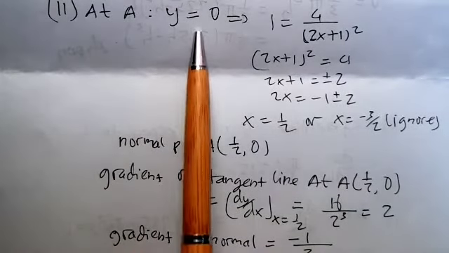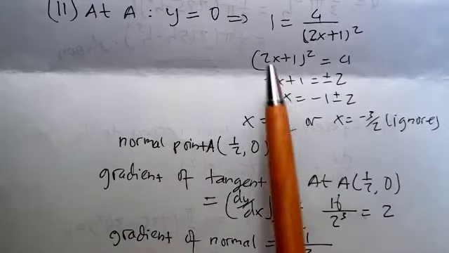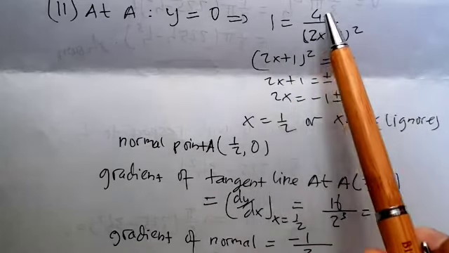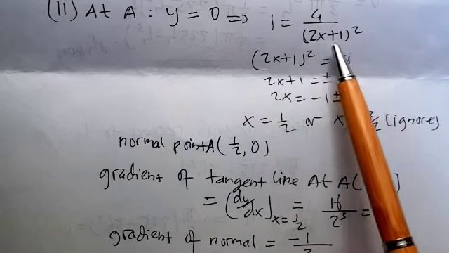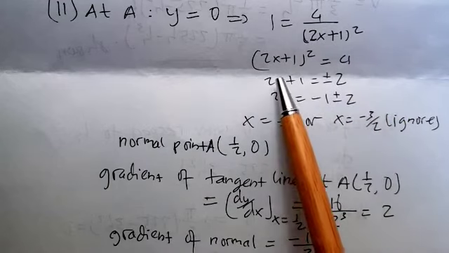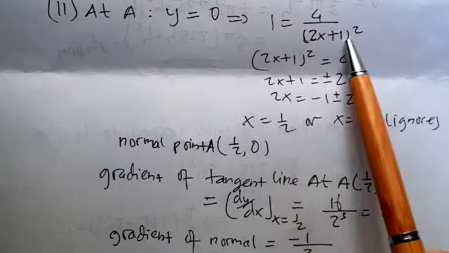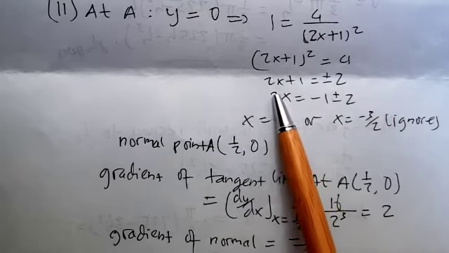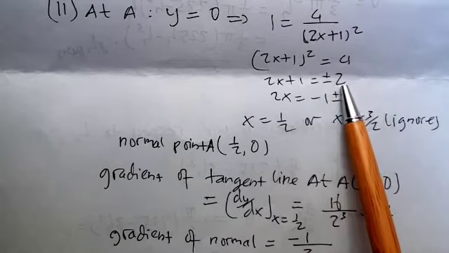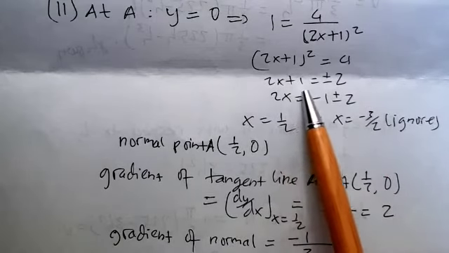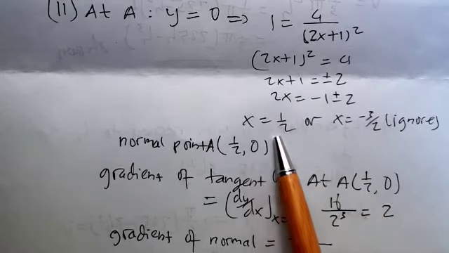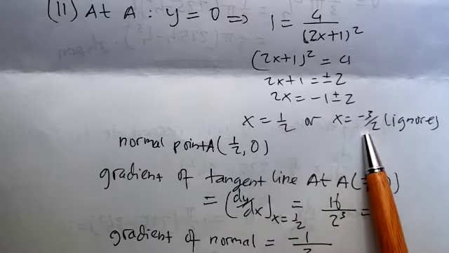At A, y is 0. Thus 1 equals 4 per (2x+1) squared. That is cross multiplication: (2x+1) squared equals 4. So 2x+1 equals plus or minus 2, or 2x equals minus 1 plus or minus 2, and x is half, or x is minus 3 per 2.